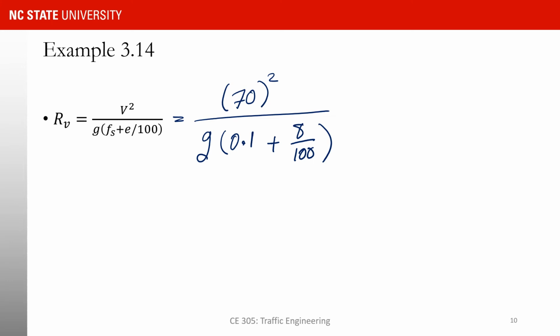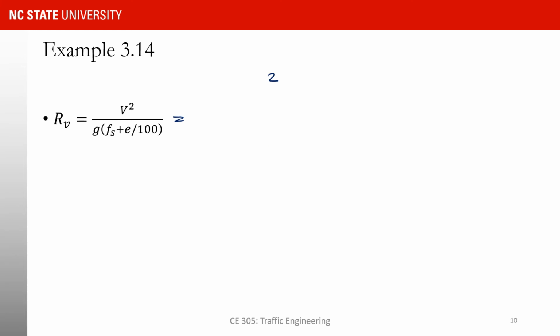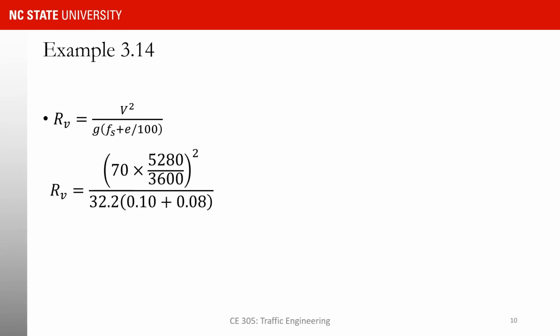If you do that, the number that you get is gonna be wrong, unless you are using the right units or consistent units for speed and the coefficient of gravitational force. Okay. So how do we do that? 70, you need to convert it to feet per second if you are using feet per second squared for G.